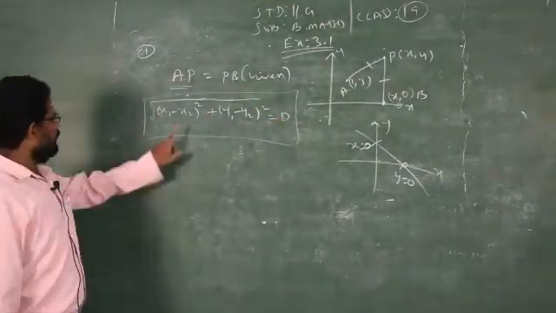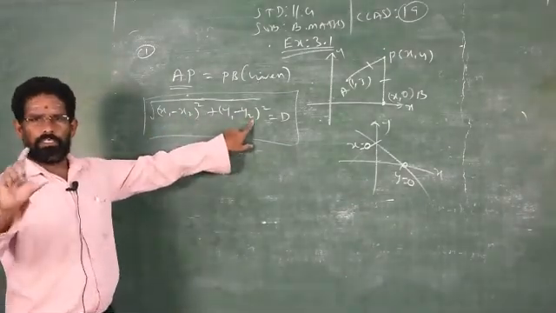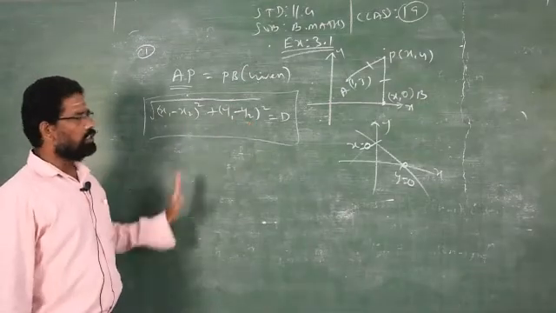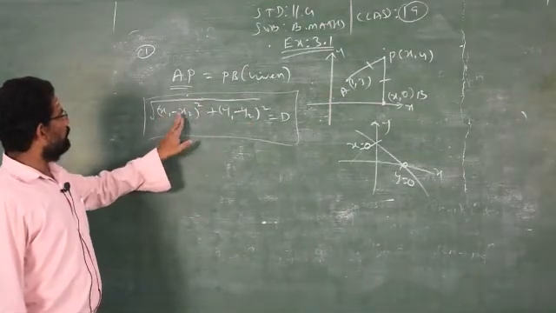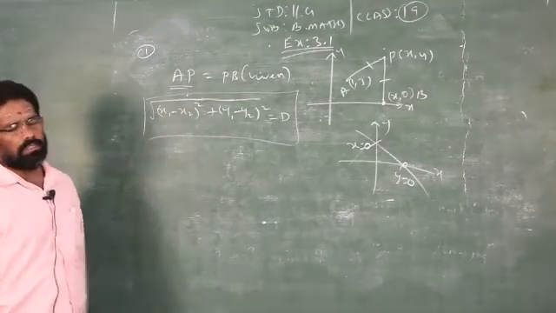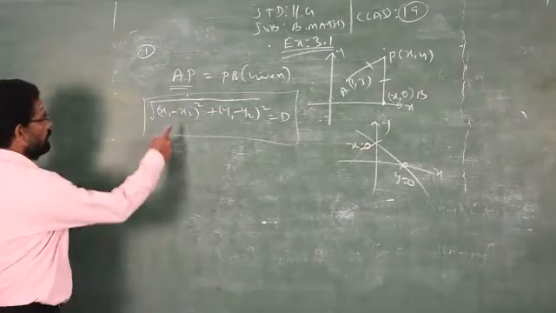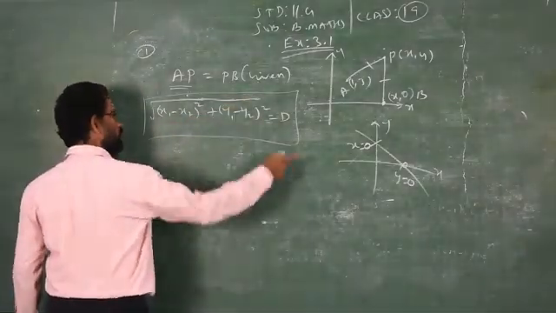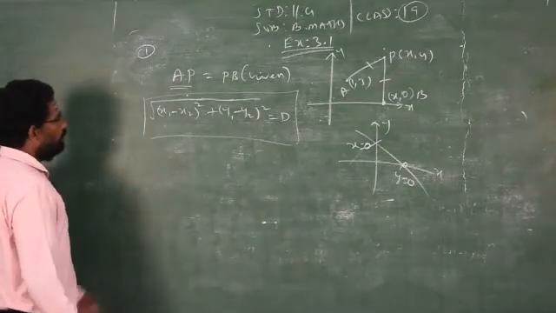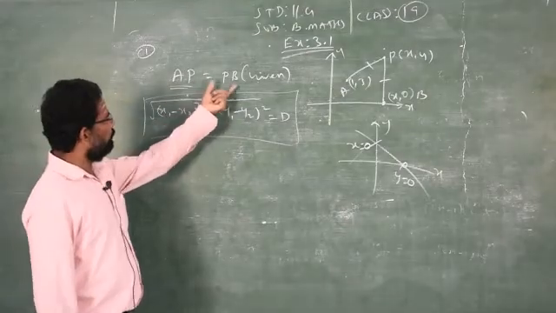Some of you may write (x2 minus x1) the whole square plus (y2 minus y1) the whole square. That is also correct. I did not say that is wrong, because the term has power square. Even if you interchange these two, the final result will always be positive, because it has power 2. Nothing wrong. So now I am going to use this distance formula to find AP and PB.